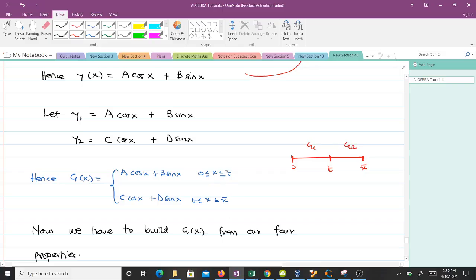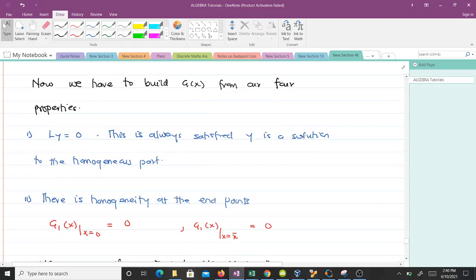I hope you can see that. And this is the same as y1, this is the same as y2. So this here gives us our Green's function, but that's not the final solution we are looking for. What we do is that we are going to use the four properties we discussed earlier on to build our g of x, like we'll get it in the final form.